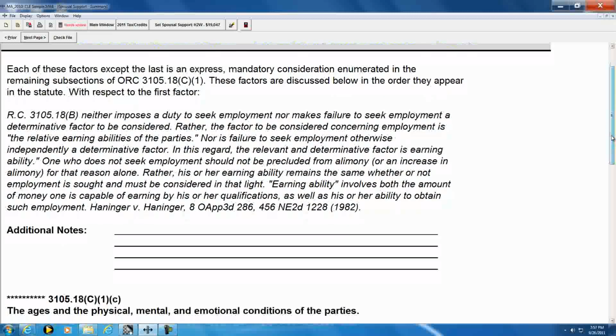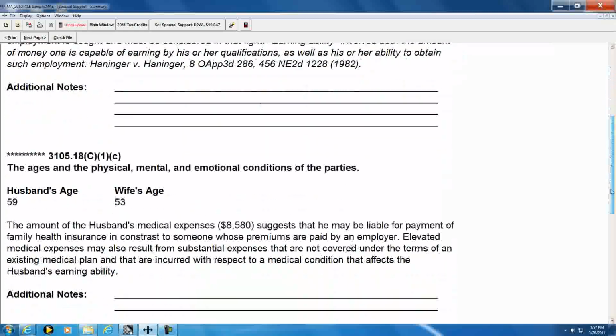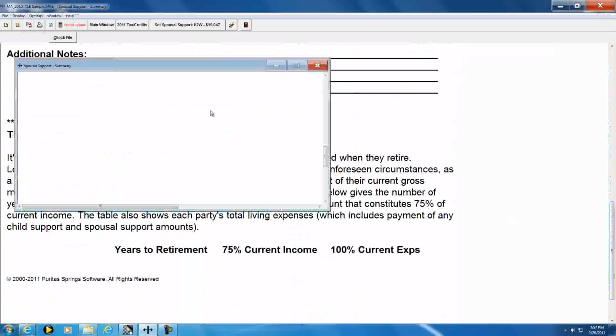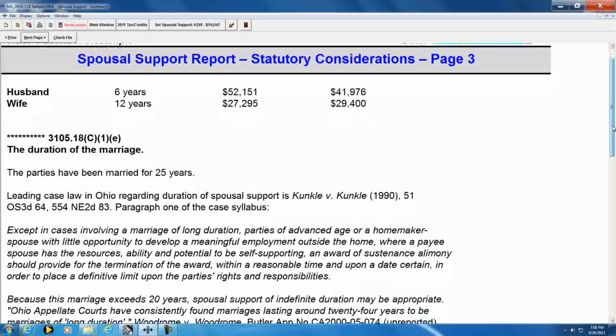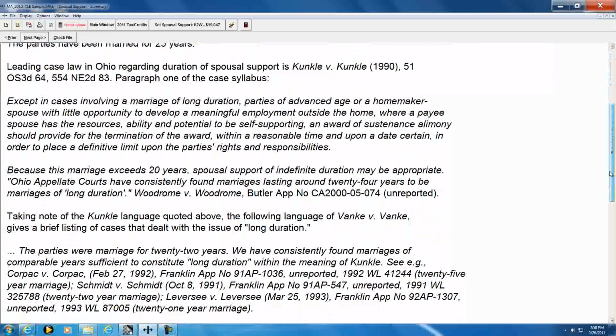For example, in the context of earning ability, there's a quote from Hanninger versus Hanninger. And on the issue of duration of marriage, you'll find case cites to Kunkel versus Kunkel, which we've already mentioned, and Woodrum versus Woodrum, which are on page 3 of the report here. Now, I'm not going to go over those cases now, and like I said, Kunkel I've already referred to. But they are available among the downloadable materials, either as part of the sample MAB file printout, or the MAB file itself, or the survey of case law that I've been referring to throughout.